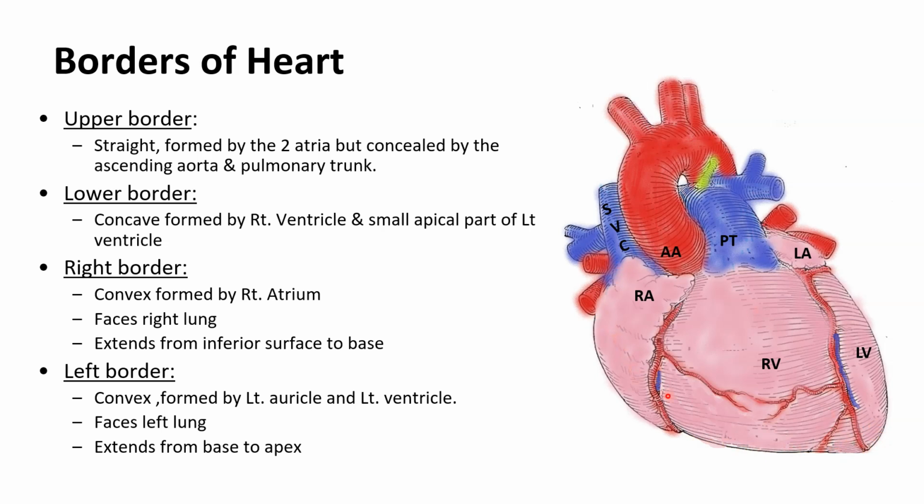The right border is convex and it is formed by the right atrium and it faces the right lung, and this extends from the inferior surface or diaphragmatic surface to the base of the heart. The left border is convex and it is formed by the left auricle and left ventricle. This will be facing the left lung, and this extends from the base of the heart to the apex. So that is about the 4 borders of the heart.